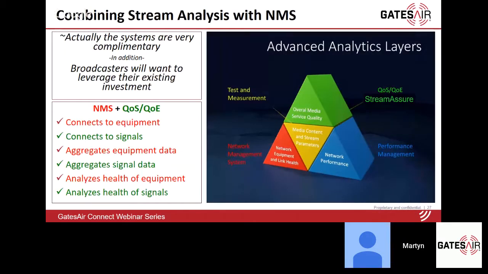So the systems are very complementary. If you have both, broadcasters can leverage their existing investment. You don't replace an NMS system. You can use it with StreamAssure by adding quality of service, quality of experience type measurements to it. So you're not only connecting to the equipment, you're connecting to the signals. You're not only aggregating data from the equipment, you're aggregating signal data, and also the health of the equipment with the health of the signals. So you're doing both, which can be a much more powerful tool to you, the broadcaster.